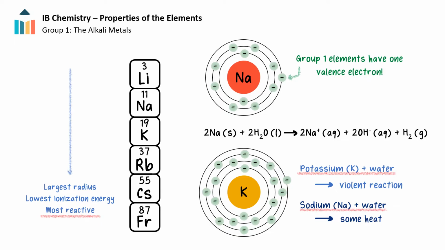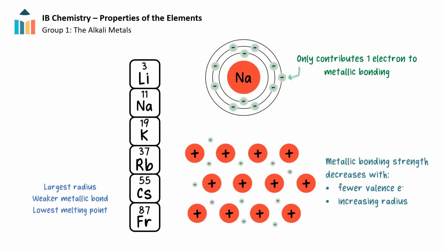Whereas potassium reacts violently with water, producing a lilac flame, the reaction with sodium may not be exothermic enough for the hydrogen to ignite. And what about physical properties? Alkali metals are soft and have low melting points because the atoms are large and each atom only contributes 1 electron for metallic bonding, meaning that the attraction between the atoms and the bonding electrons is weak.